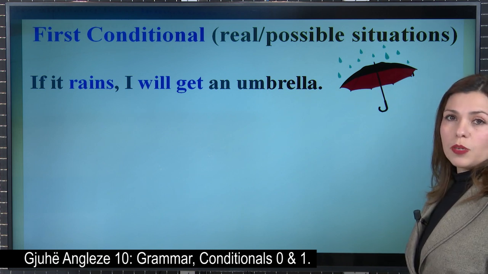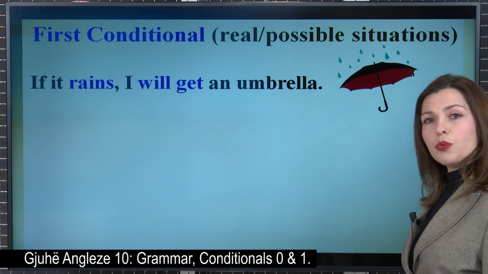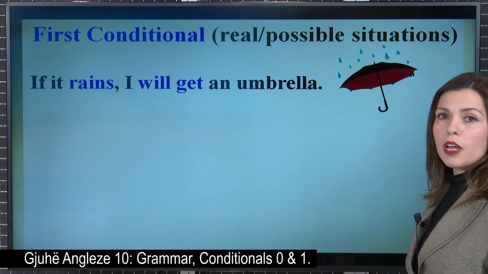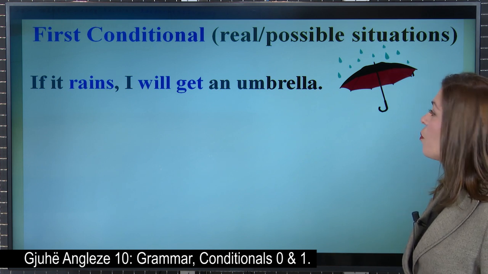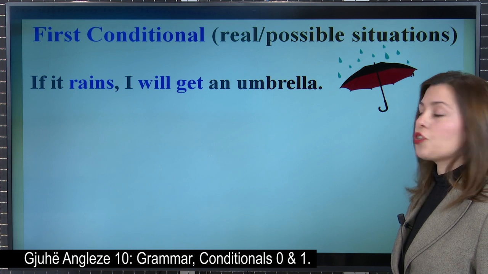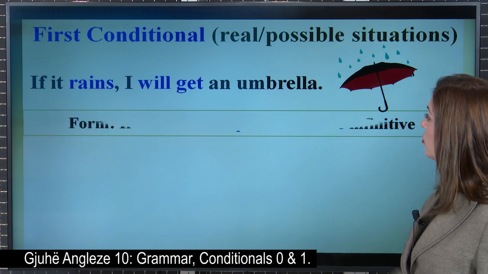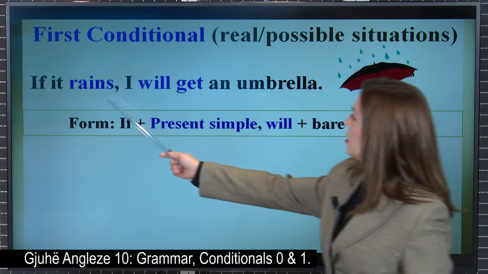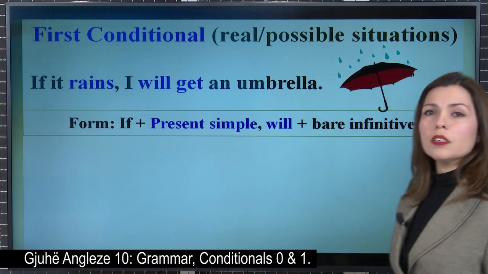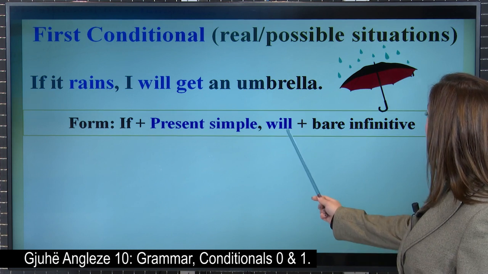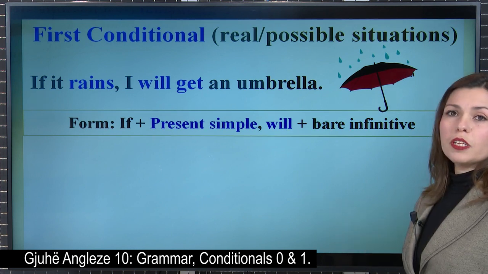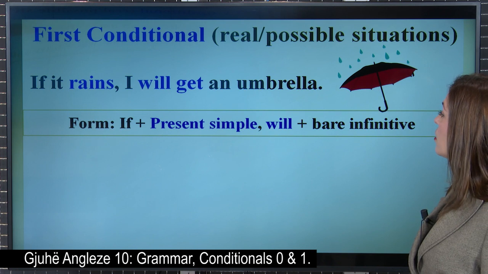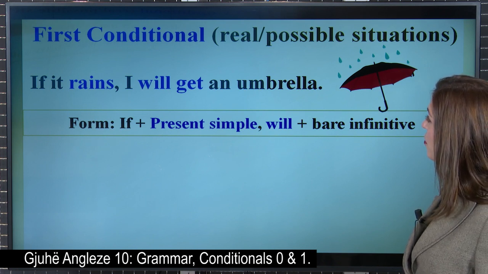This is not a fact, we said. We don't know if it is going to rain or not. We cannot be certain 100%. So, how do we form the first conditional? If plus present simple, there it is, one part of the sentence, and will plus bare infinitive, the other part of the sentence. Let's see that together.